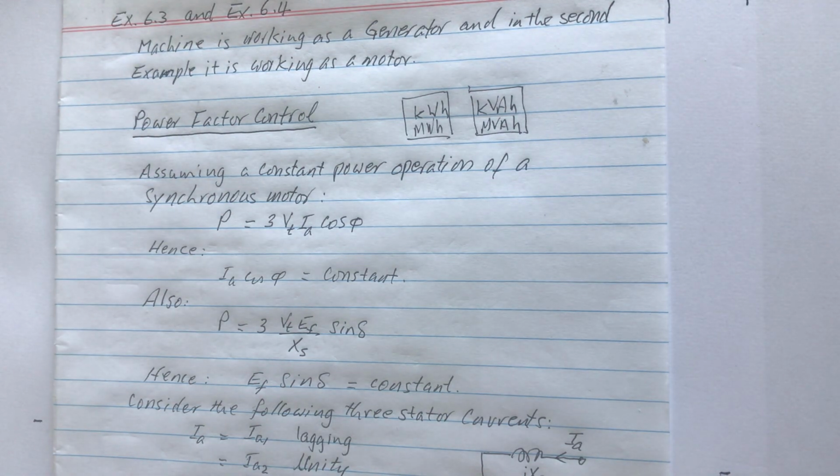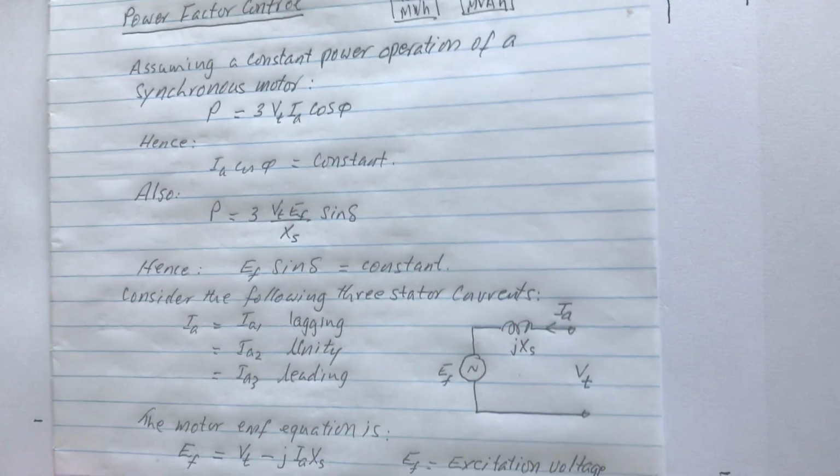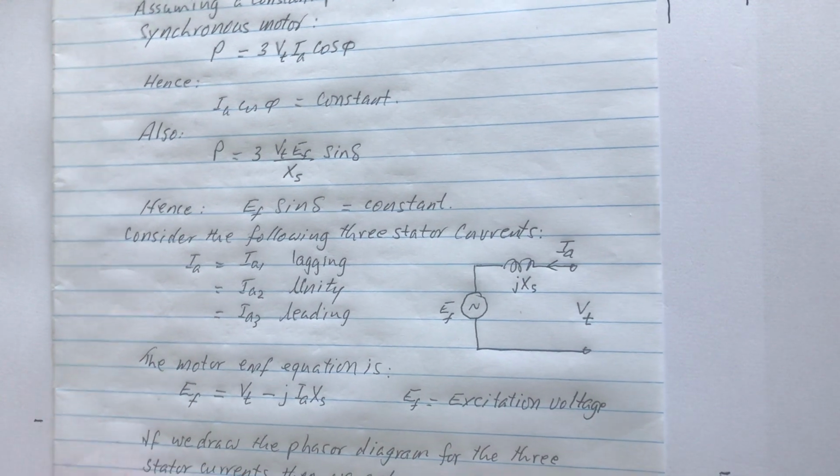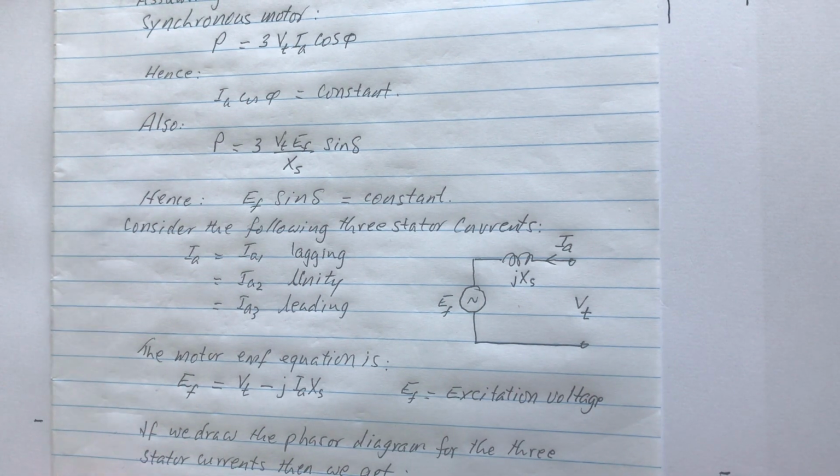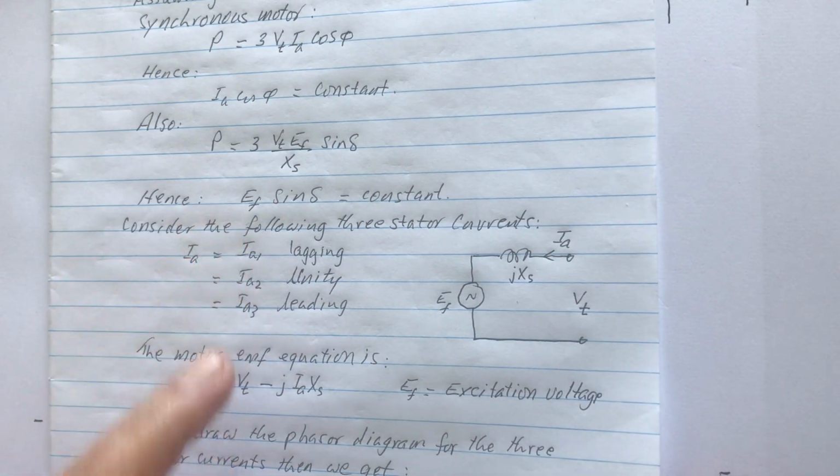Now, we have three cases to consider for the stator current. It could either be lagging, unity power factor, or leading power factor. Now, the motor EMF equation is EF equals VT minus jIA XS. EF, we called it the excitation voltage. Now, if we draw the phasor diagram for the three cases, three currents, the phasor diagram will look like this.